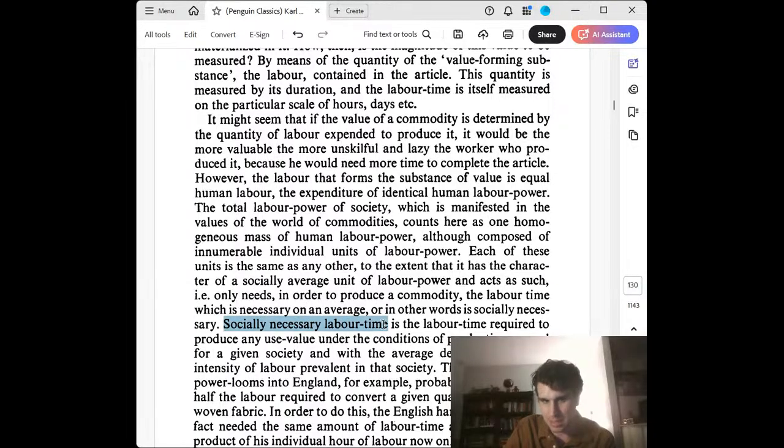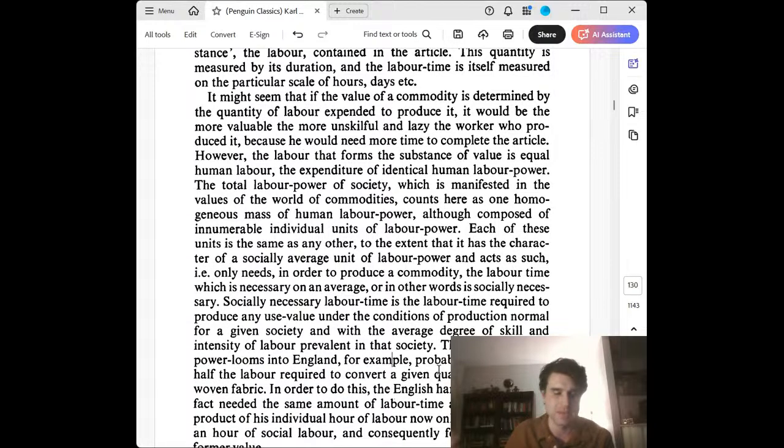Socially necessary labor time is the labor time required to produce any use value under the conditions of production normal for a given society and with the average degree of skill and intensity of labor prevalent in that society, right? So if I make this pencil from scratch on my own, I'm not using the normal production conditions for pencils in my society, and I don't have the average degree of skill and intensity required, or the machinery required to do it in the way that my society does it socially.